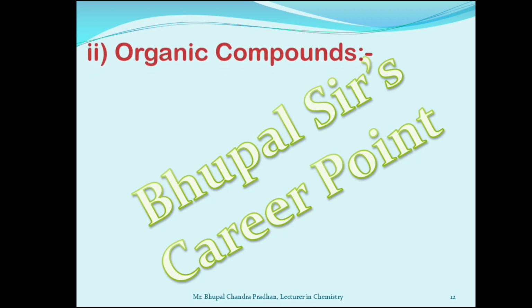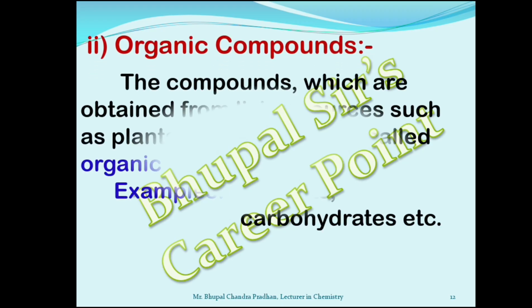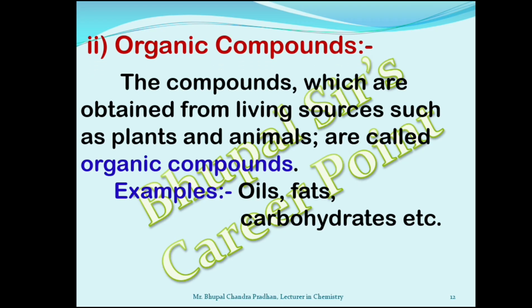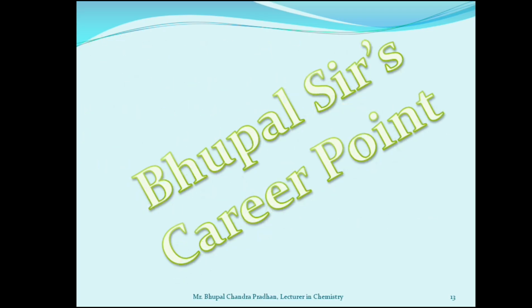Let us compare organic compounds. The compounds which are obtained or derived from the living sources, such as plants and animals, are called organic compounds. Examples: oils, fats, carbohydrates, etc. These are the different classes of compounds depending on source.